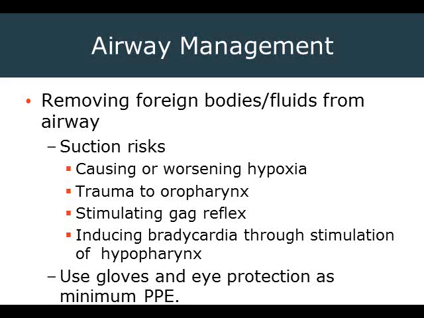We can stimulate the gag reflex. If they're not completely unconscious yet, we can hit the back of the tongue and stimulate the gag reflex and cause them to vomit more. And we can also induce bradycardia through stimulation of the hypopharynx. Here's the reason why. There is a cranial nerve, a nerve that comes directly out of the base of the brain, that feeds down to the heart and eventually stops around the stomach somewhere. And that is called the vagus nerve.